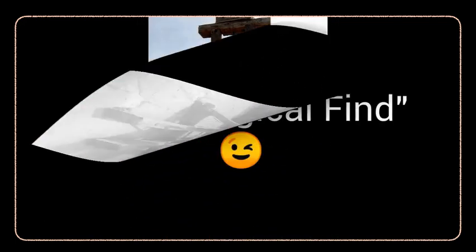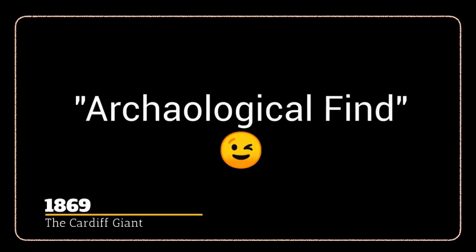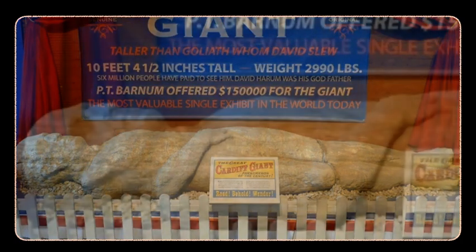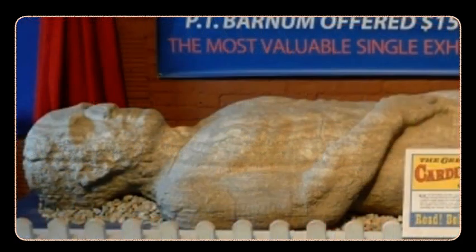A famous American archaeological find, the Cardiff Giant, was discovered on October 16, 1869. Presented as a petrified man, the figure is 10 feet, 4.5 inches tall, and weighs nearly 1.5 tons. Turns out it was a hoax carved of limestone. You can actually still see the sedimentary layering in the stone.